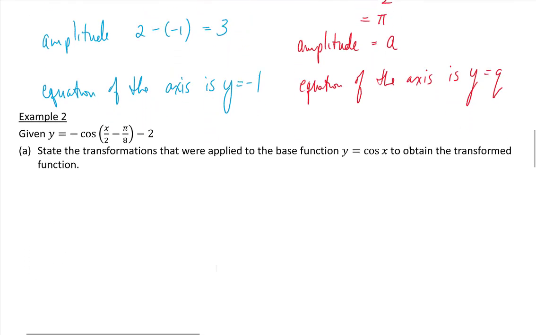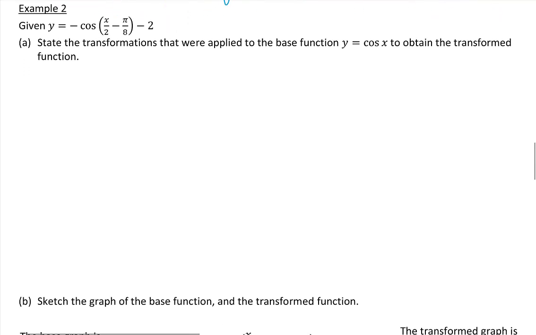Alright, so let's go through this one more time. So this time I'm going to give you the equation. It's y equals negative cosine of x over 2 minus pi over 8, minus 2. First off, before we can graph this, we have to put it into the correct form. So y equals negative cosine. We need a k value. And we see that if we factor out 1/2, there's our k value. We're left with x minus pi over 4.